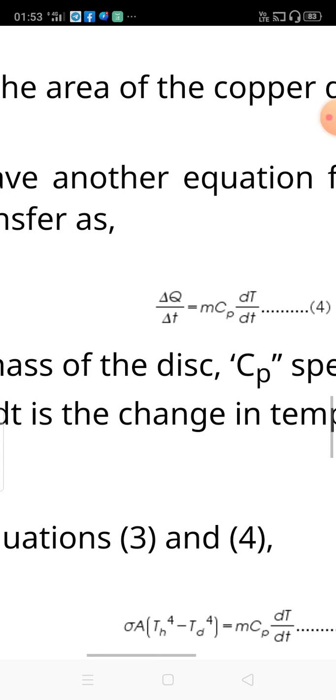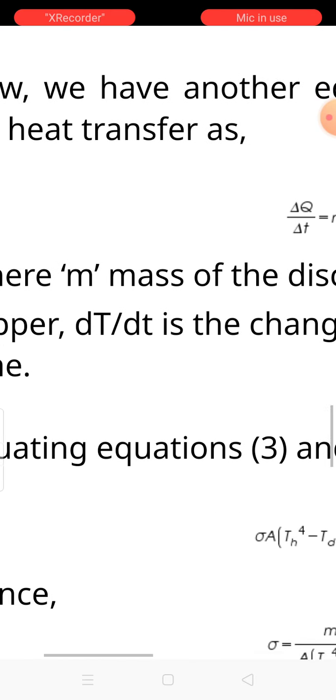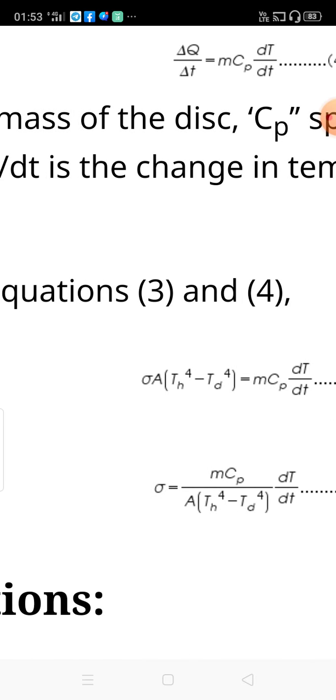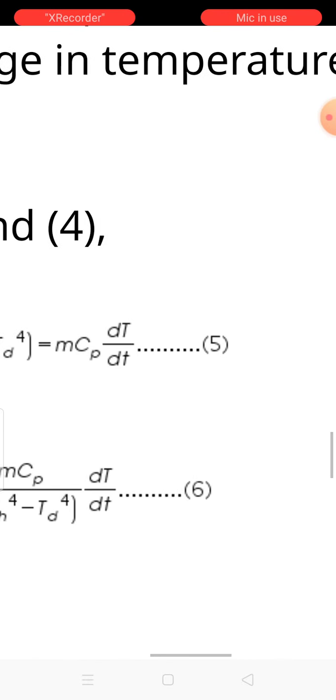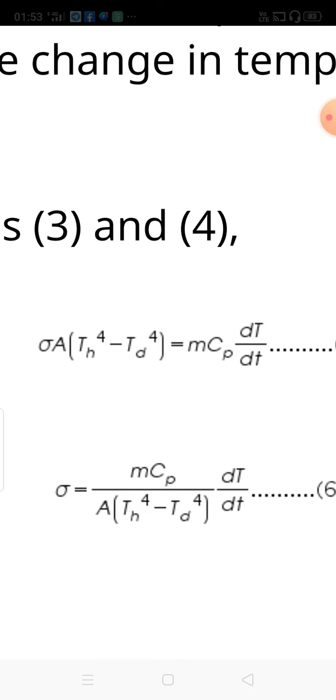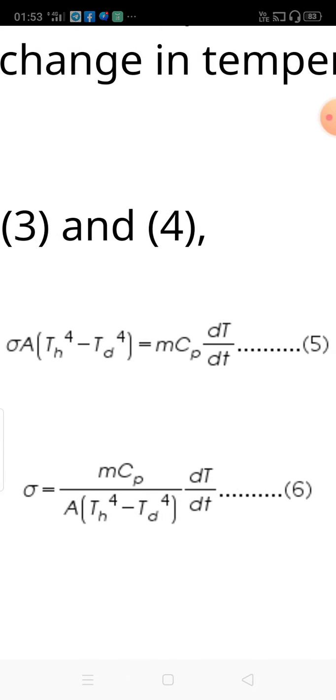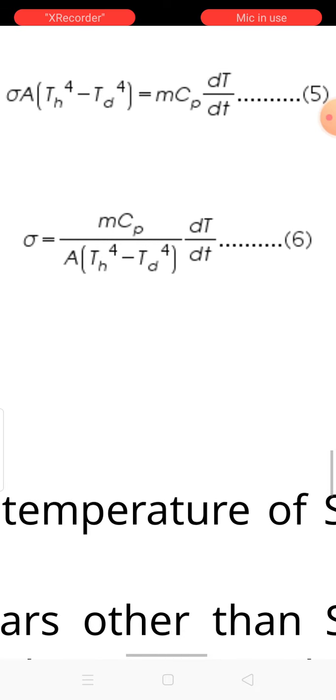dT/dt is the change in temperature per unit time. Equating equation 3 and 4, finally you come across equation 5: sigma A (Th to the power 4 minus Td to the power 4) is equal to mCp dT/dt, equation 5. And again you note over here, if you take the value of sigma on one side, the other side is mCp by A (Th to the power 4 minus Td to the power 4) times dT/dt. This is the final equation.